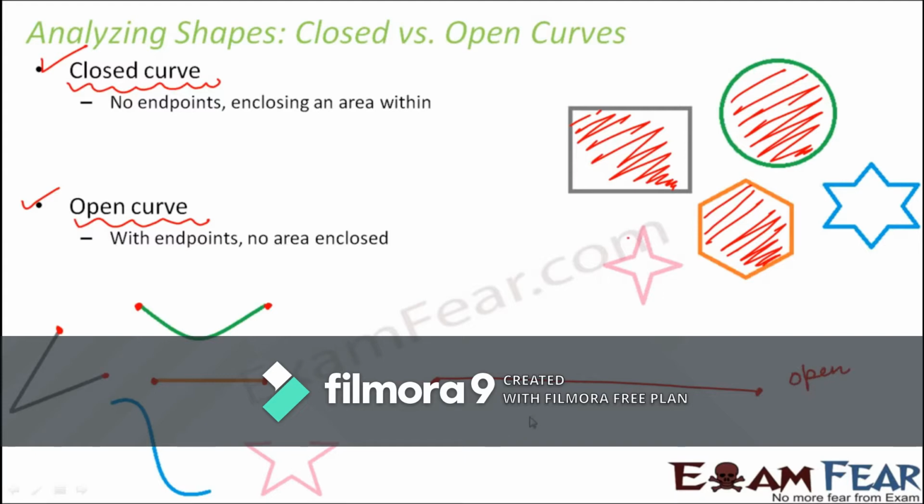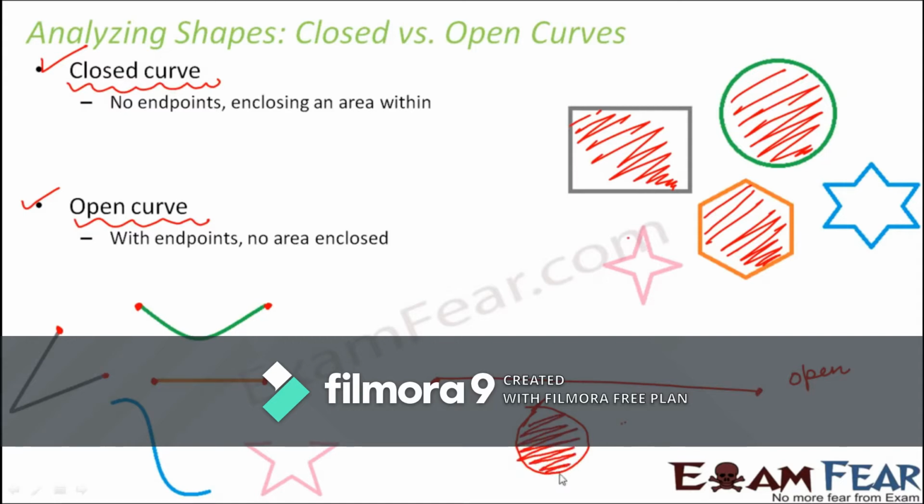But the moment you fold the same rope to form a loop like this, what happens? You do not see the open ends and you do not see the end points anymore, because it is bound like this. It's closed. Moreover, it encloses an area within it.